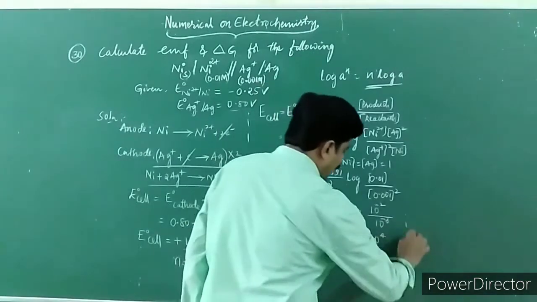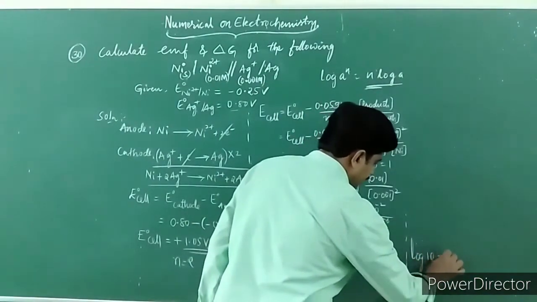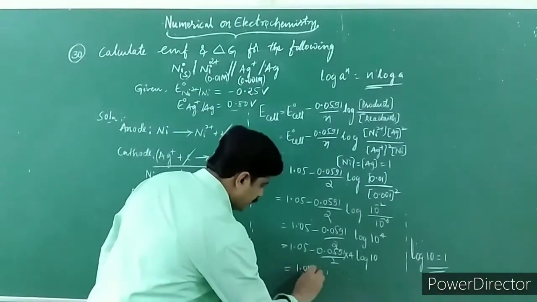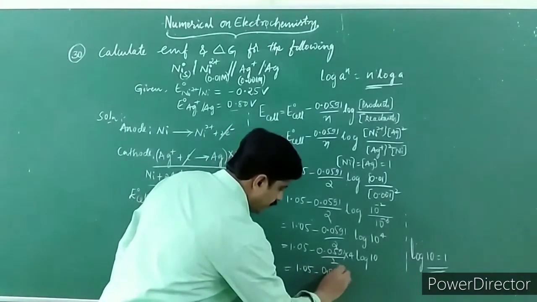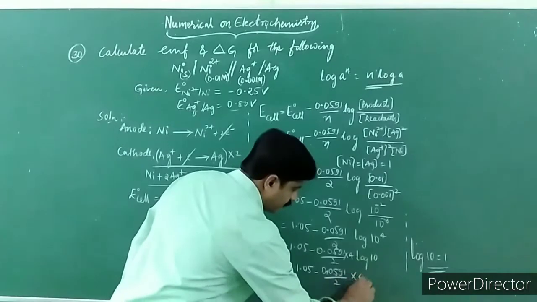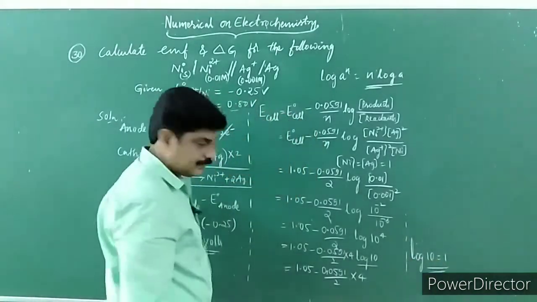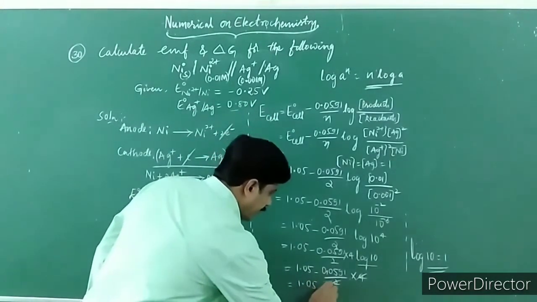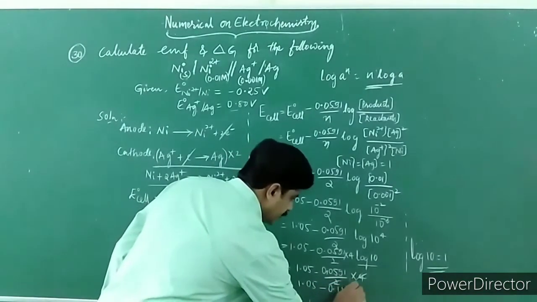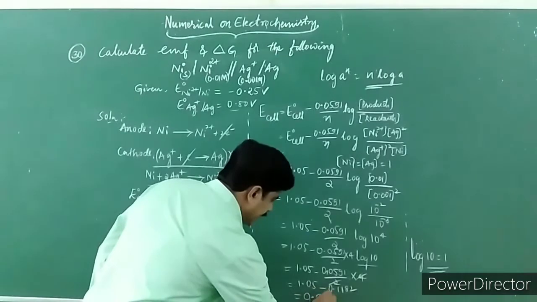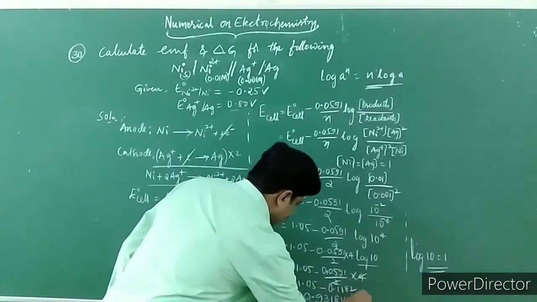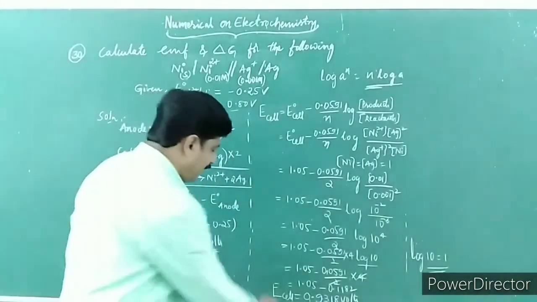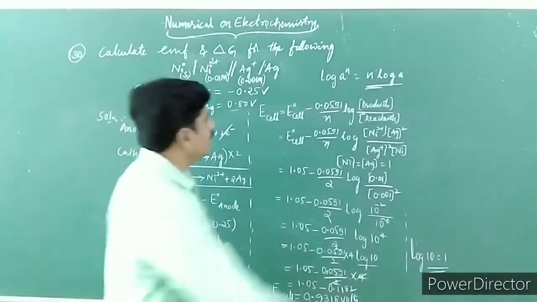And remember, log 10 is always equal to 1. Log 10 is equal to 1. In that case, please look at here, 1.05 minus 0.0591 upon 2 into 4. Why? Because log 10 is equal to 1. Now I'll do the 2's and if you simplify, children, 1.05 minus 0.1182, that is equal to 0.9318 volts. So this is the E cell, children. Hope you got it. Now once you find out E cell, next we'll go for what? Delta G.